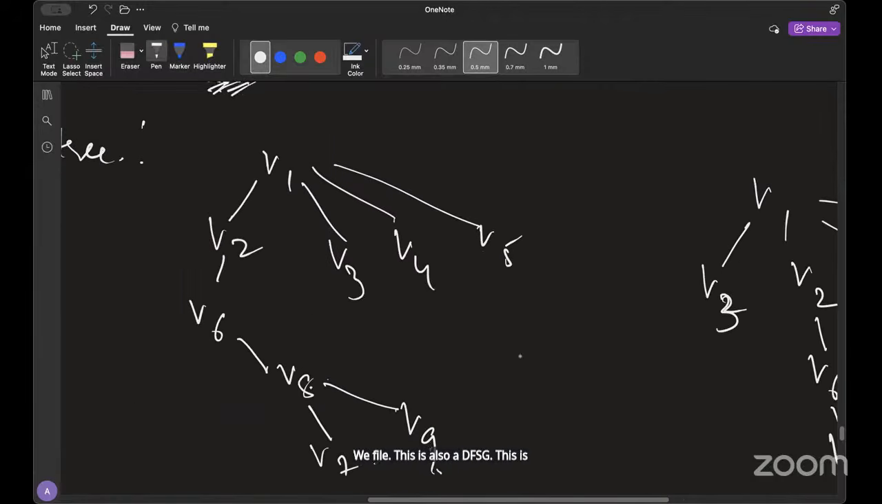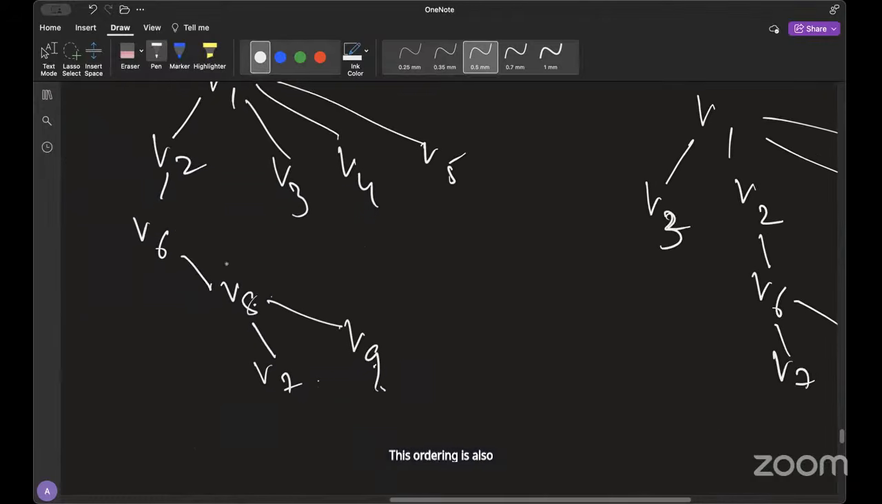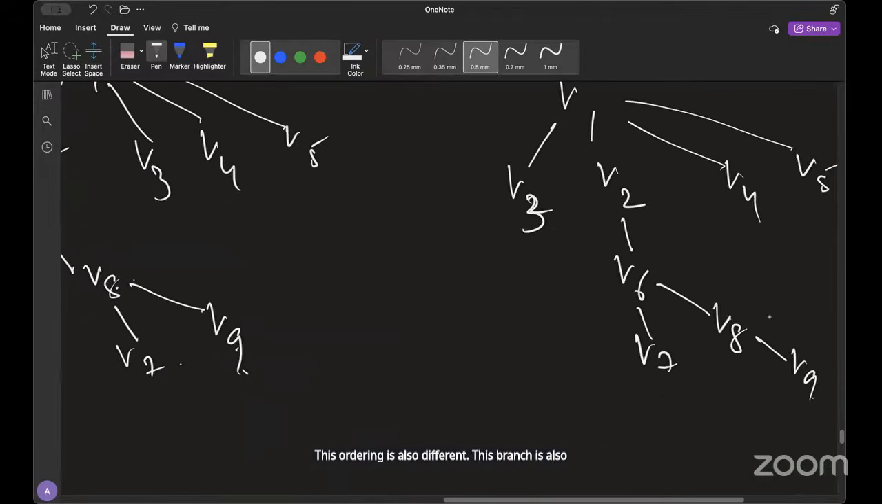This is one DFS tree. This is another DFS tree. Both of these are different. This ordering is also different. This branch is also different here.